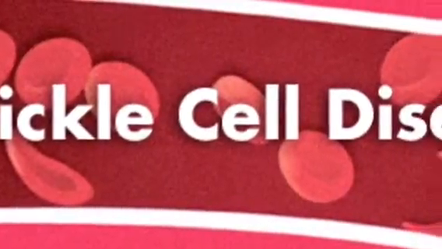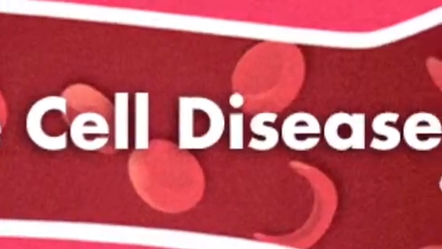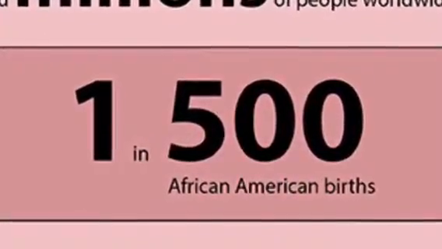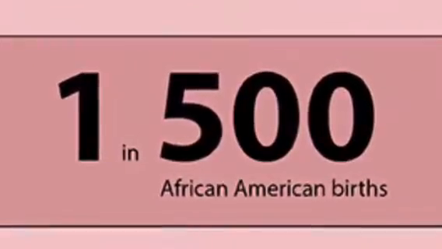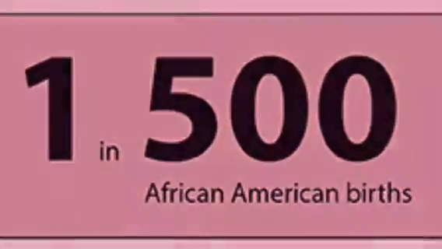Sickle cell disease is a serious inherited condition that affects your blood and different organs in your body. Usually, sickle cell disease appears among people of African descent. 1 out of every 500 African Americans are born with the sickle cell trait. People with sickle cell disease usually have hemoglobin S, which is abnormal.